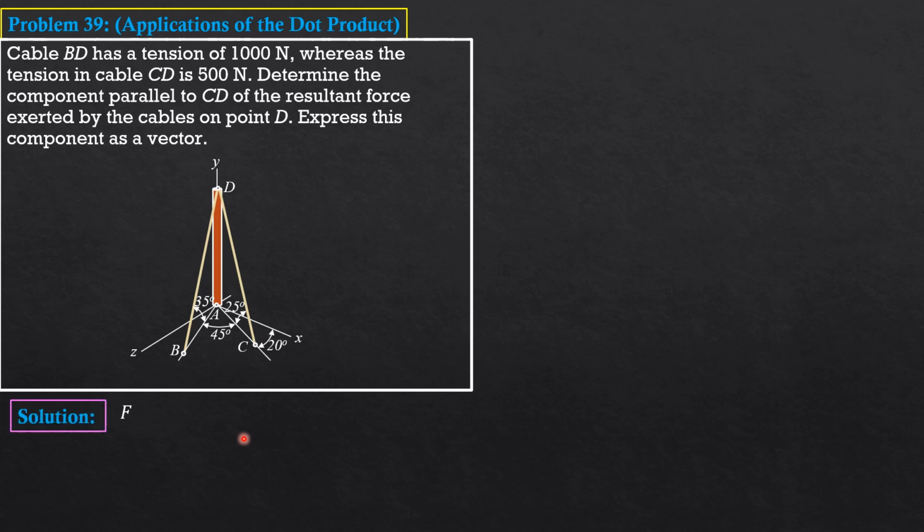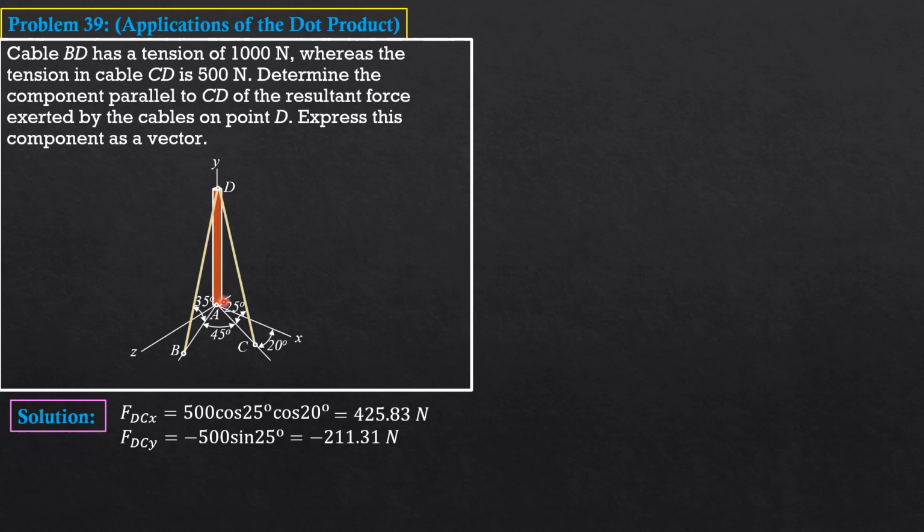First for DC, F_DCx is 500 cosine of 25 times cosine of 20. That's the x component, so 425.83 newtons. The y component is negative, 500 times sine of 25. Negative 500 sine of 25, since it is opposite to the 25-degree angle and it is directed downward. So it is negative 211.31 newtons.